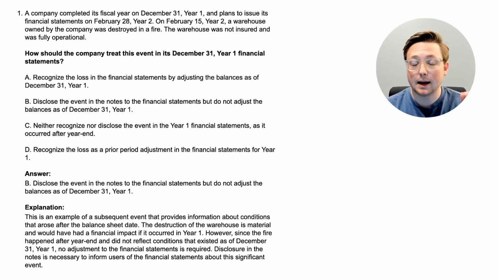Basically, because this happened after the year end, but before the financial statements were issued, they are going to disclose that this happened in the financial statement notes. But again, because it didn't happen in Year 1, it happened in Year 2, and it didn't have anything to do with Year 1, then we don't need to do any adjustments or anything like that. There's only a disclosure and maybe the estimated cost that it's going to have. So that's one way you treat subsequent events. Let's go to the next question.